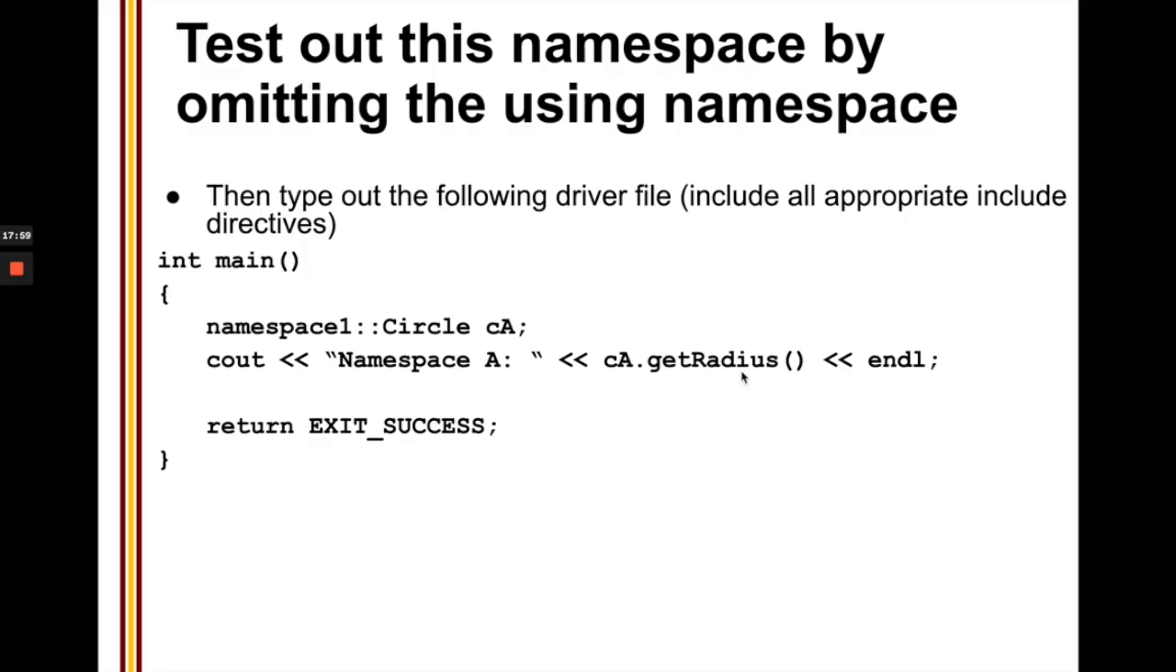Okay, and that brings us back to this part of the lecture. So test out the namespace by omitting the using namespace. We saw that, we tried it, we were successful, kind of neat.